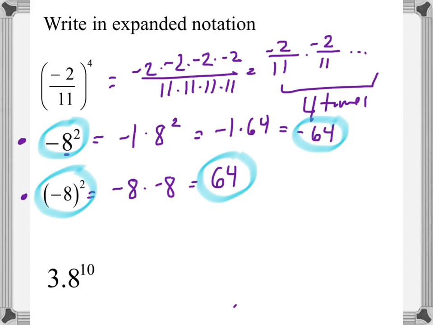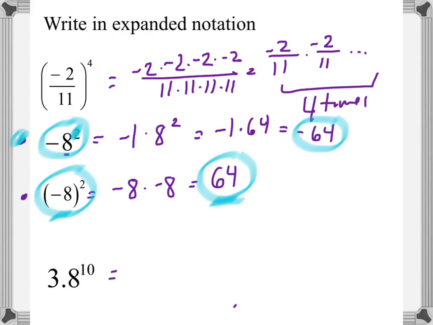If there's no parentheses, like in our first example here, then this ends up being a negative answer. Whereas if the power is an even number and there are parentheses, then that ends up being a positive number. Make sure to take notes carefully, and if you have any questions, write the questions down so we can discuss them during class tomorrow or on Monday.